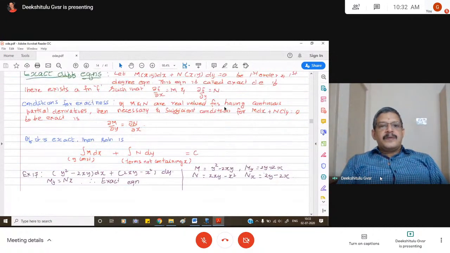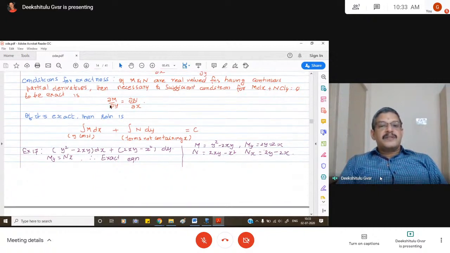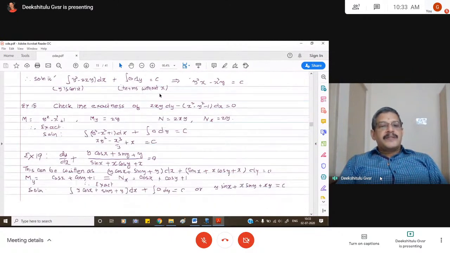So then, if the equation is exact, then the solution is given by the integral of M dx, assuming y as constant, plus the integral of those terms in N which are independent of x, that is, the terms not containing x in N, with respect to dy, is equal to constant. This is the solution whenever this equation is exact. So if it is an exact equation, no problem, we can find a solution. If this equation is not exact, what happens?